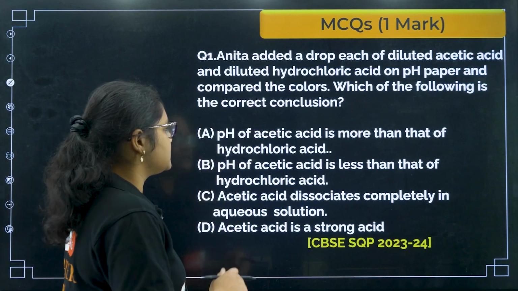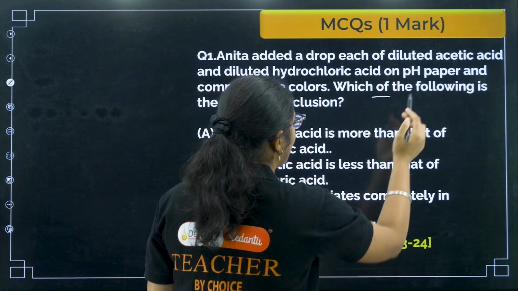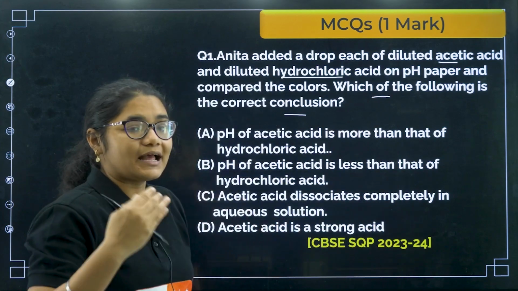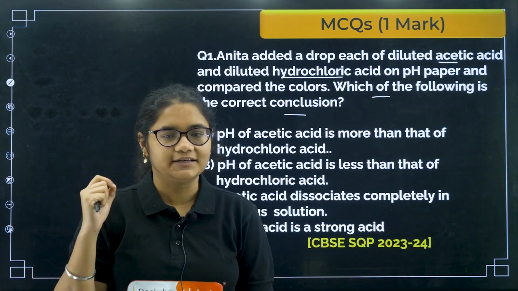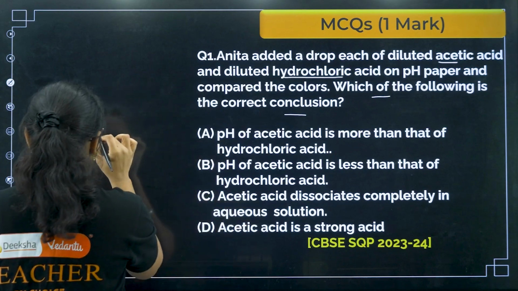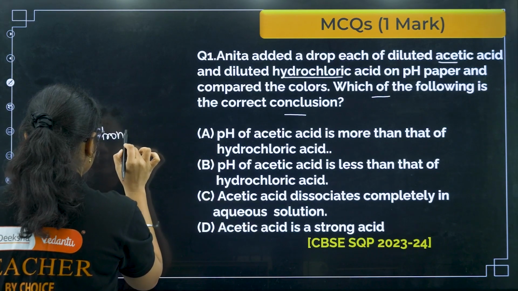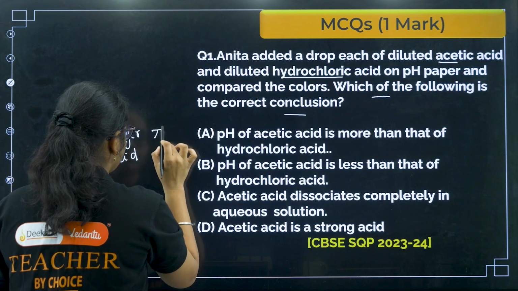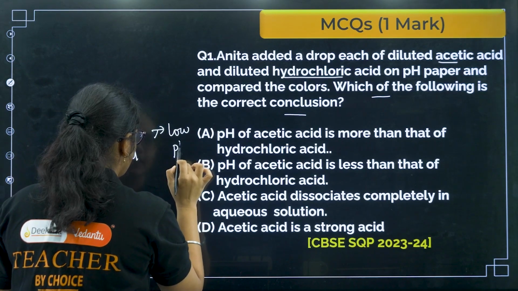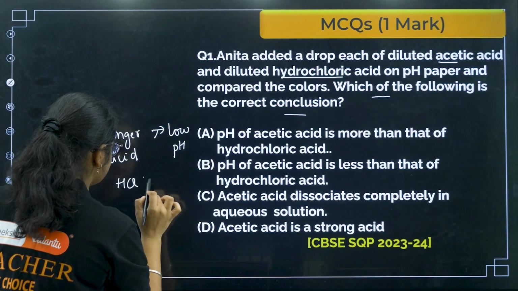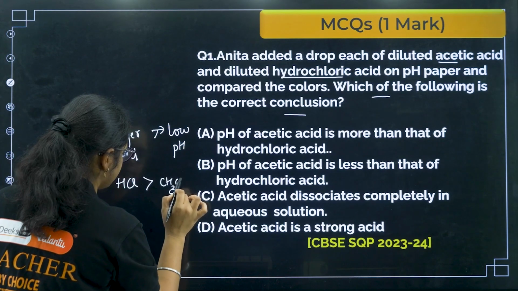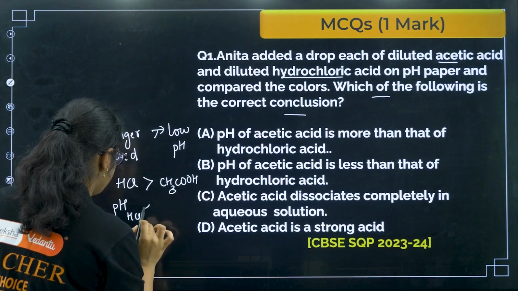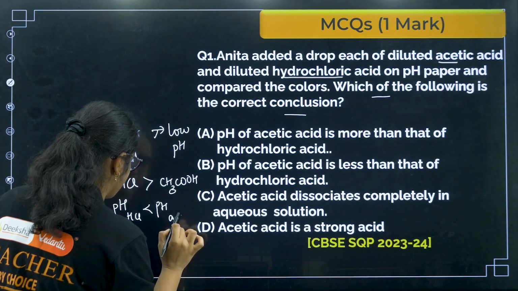Which of the following is the correct conclusion? Okay, so acetic acid and hydrochloric acid. Hydrochloric acid is a stronger acid than acetic acid, and we have defined that a stronger acid will have low pH. If HCl is a stronger acid than acetic acid, then the pH of HCl will be less than the pH of acetic acid.